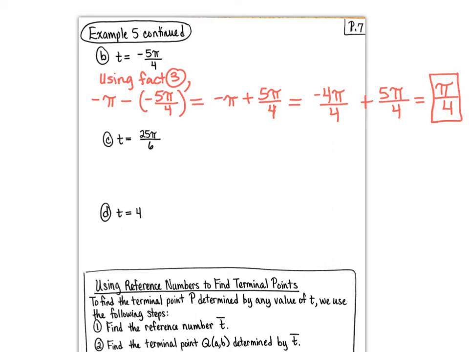And all we have to do is take the point and move that to the second quadrant to find the actual terminal point. We'll get to examples where we're actually finding the terminal point after we find the reference number. Right now, we're just finding the reference number. Does that make sense? See heads nodding? Okay. So, now, t is equal to 25 pi over 6.